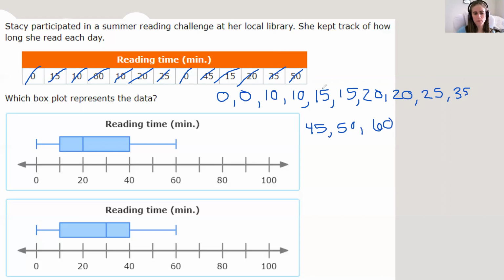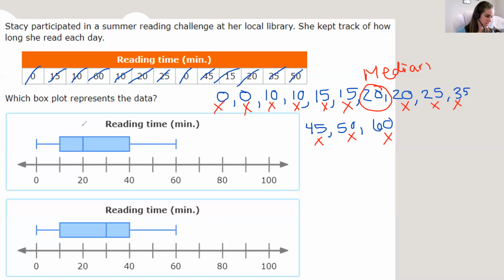When it comes to finding that middle number, after I write them down in order from least to greatest, I like to cross them off on each end as I work my way towards that middle. So we're just going to keep crossing one off from each side. And, looky there, we got our middle. So our median is 20. Do either one of these graphs show us a median of 20?